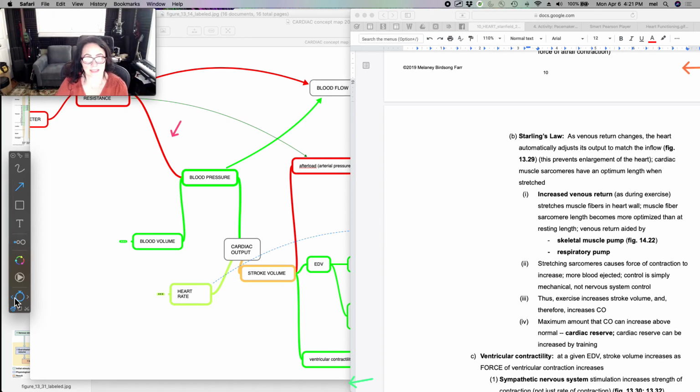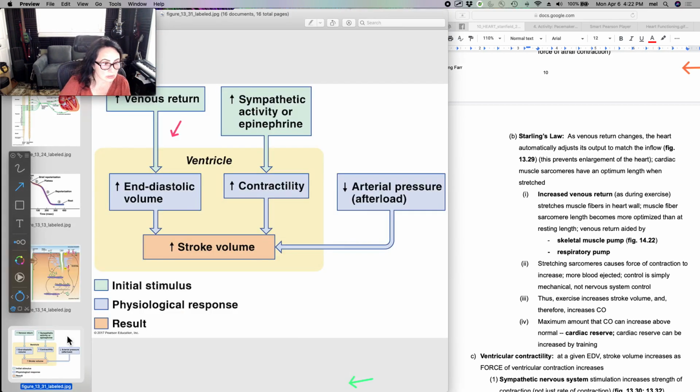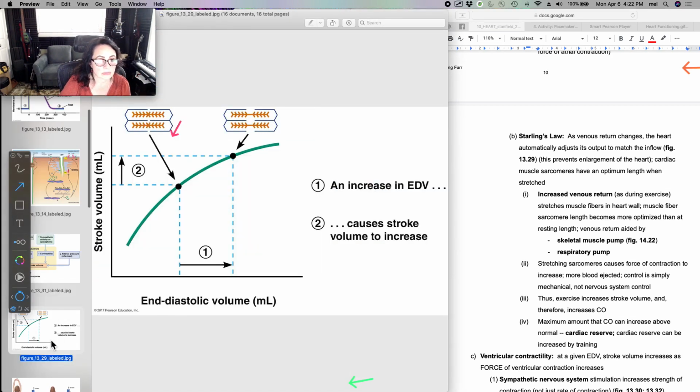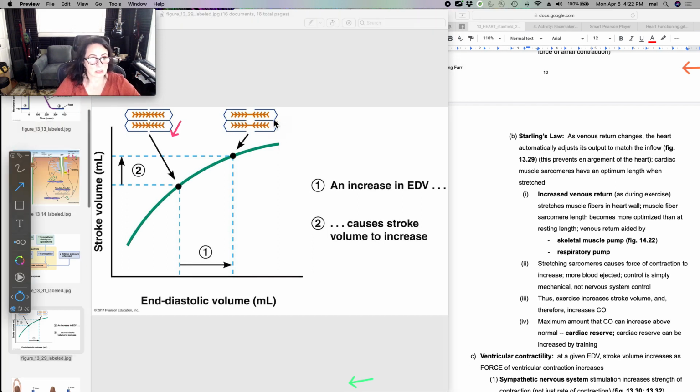So Starling's Law says that there is a natural way for the heart to contract harder and cause greater stroke volume when it's more full. Okay, so stick with me. This is called Starling's Law. Basically you've got two different sarcomeres right here, and these are cardiac muscle sarcomeres. They look just like skeletal muscle sarcomeres for all practical purposes. And notice that what this is showing you is that as the EDV goes up, as the heart gets fuller, then you actually get a greater stroke volume.